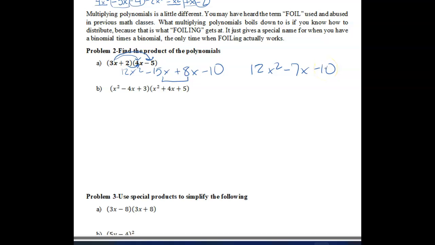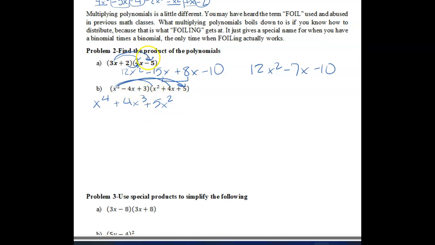Alright, next one. I got to distribute quite a bit. There's a reason I left a lot of room. This will be the last problem in this video. I've got x squared times x squared. Multiply by keeping your base, add your exponents, so I get x to the fourth. X squared times 4x, I should get plus 4x cubed.